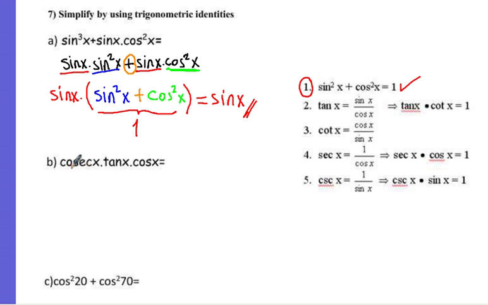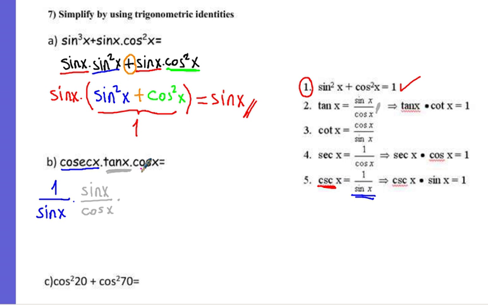Cosecant x. Here it is written cosecant, but it's the same meaning. So cosecant x is 1 over sine x. I have the product of them. So 1 over sine x times, this is cosecant x, what about tangent x? Tangent x is sine over cosine. So sine x over cosine x, and times I have cosine x.